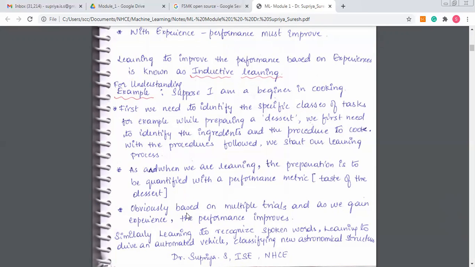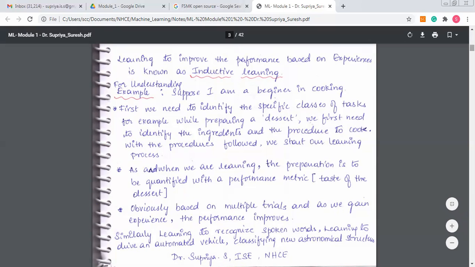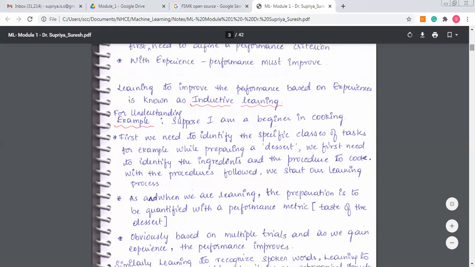Similarly, there's learning to recognize spoken words, learning to drive automated vehicles, and classifying new astronomical structures. All of these are with respect to learning. And this is what your definition of machine learning is with respect to inductive learning.